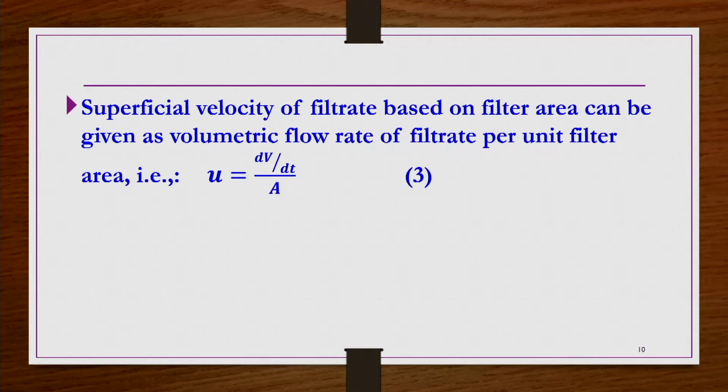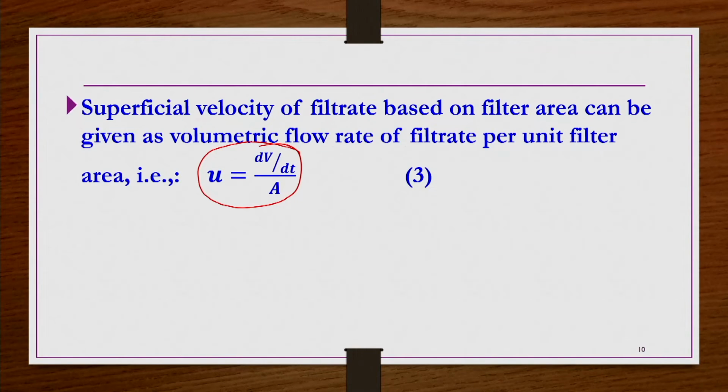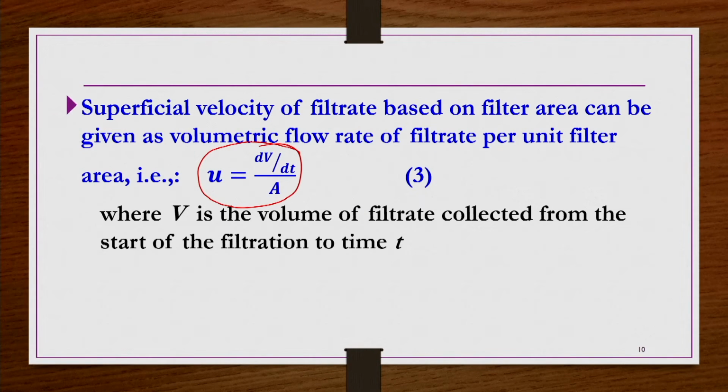Superficial velocity of filtrate based on filter area can be given as the volumetric flow rate of filtrate per unit filter area. So, now the so-called time factor comes into the picture in this pressure drop equation. That is, u equals dV by dt by A. dV by dt is the volumetric flow rate of filtrate, and you divide it by the filter medium area exposed for filtration, then you get the superficial velocity of the filtrate. Now, if you substitute this in that equation, you will get a different equation.